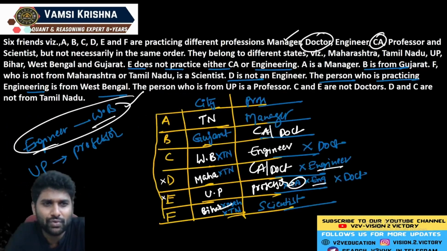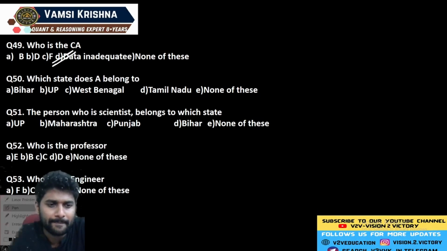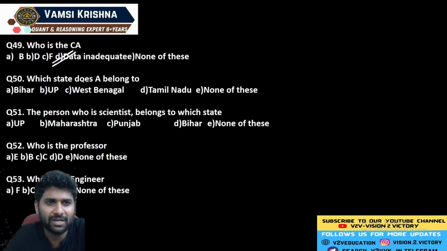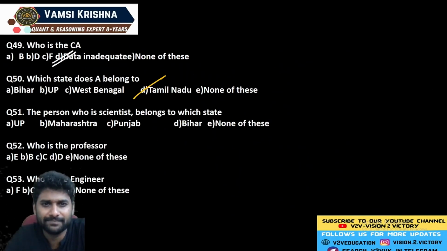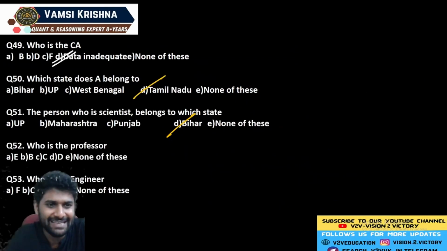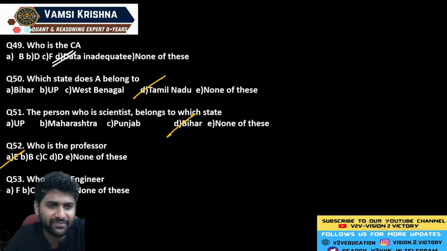Now go through the questions. Who is CA? So we are not sure. Data inadequate. We need more information. Now next question. Which state belongs to A? A belongs to Tamil Nadu. The person who is scientist belongs to which state? He is from Bihar. So who is professor? We know that professor is E. Who is engineer? You know that West Bengal person from C. So we will get all the answers.